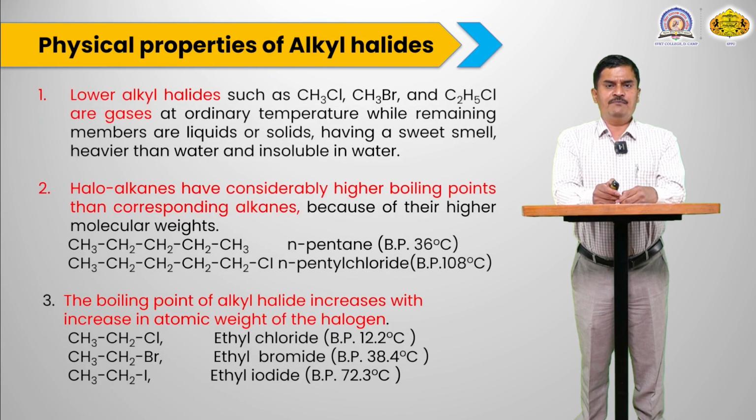Then the next part is the physical properties of alkyl halides. If we look at the physical properties, the lower alkyl halides, meaning the lower members, for example CH3Cl, CH3Br or C2H5Cl, all these 3 compounds are gases, meaning they are present in the gaseous form. All the other compounds may be present in the liquid or the solid form. So the lower alkyl halides are gases and higher alkyl halides are liquids or solids.